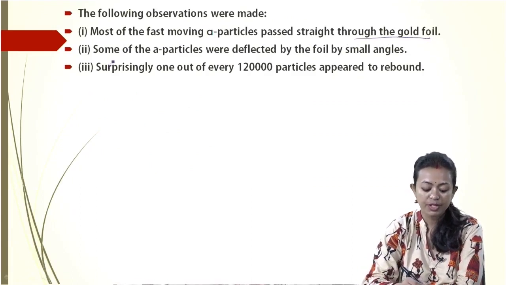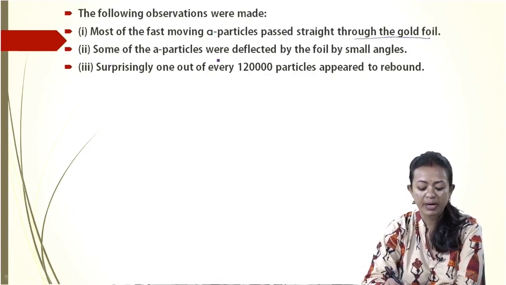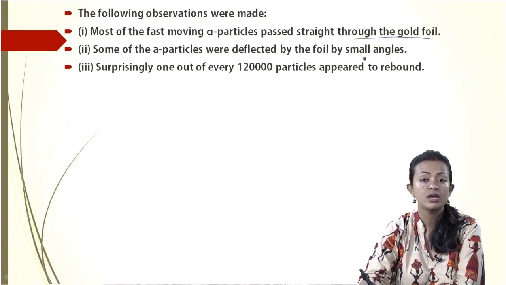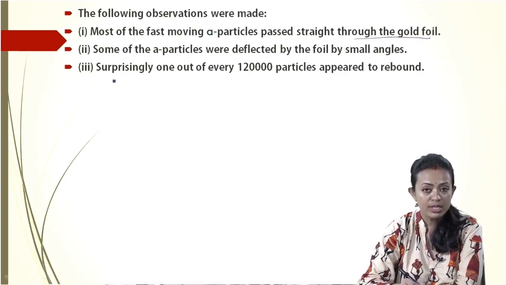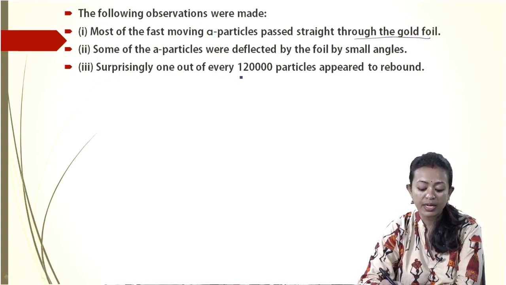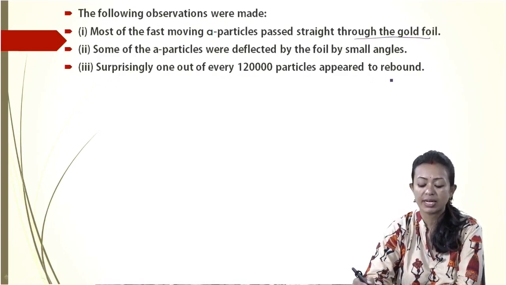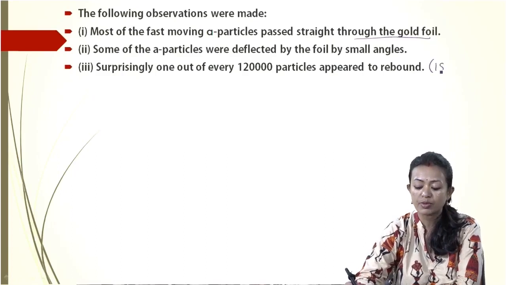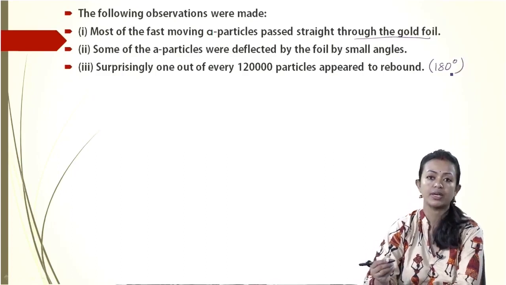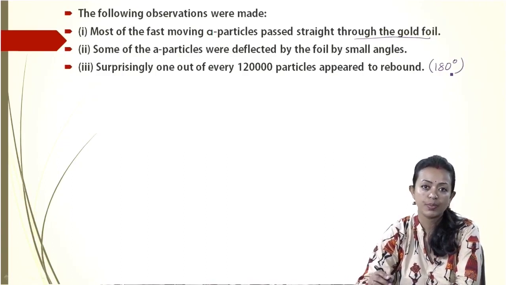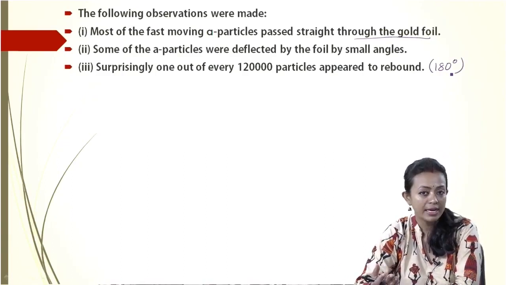The second observation was that some of the alpha particles were deflected by the foil by small angles. And he was astonished to see this. Whereas the most surprising thing was that 1 out of every 12,000 particles appeared to be rebounding, and that too by 180 degrees. Now that was really very surprising, and Rutherford put it in a very nice manner.